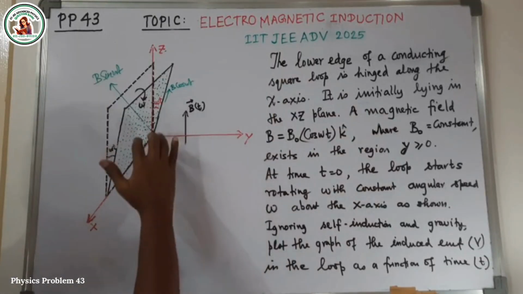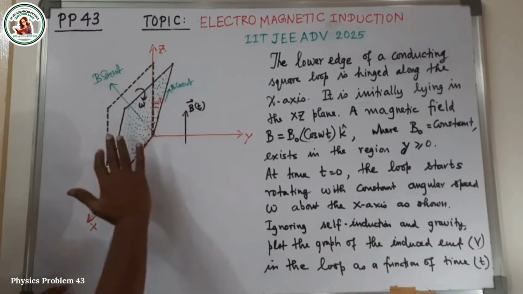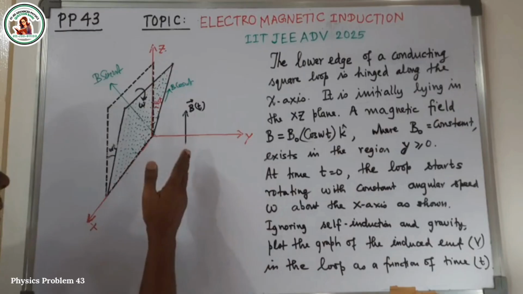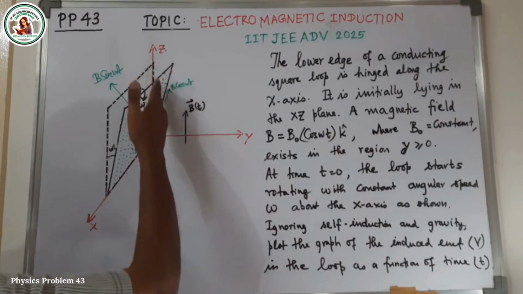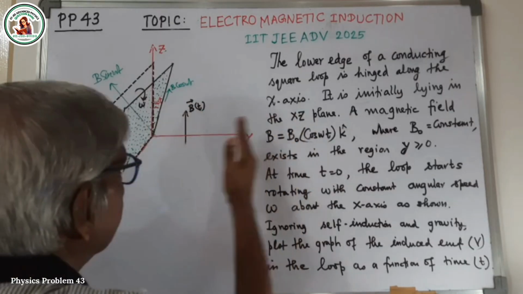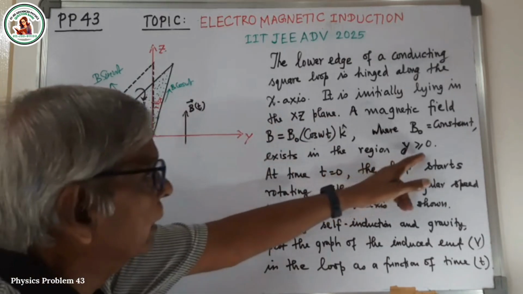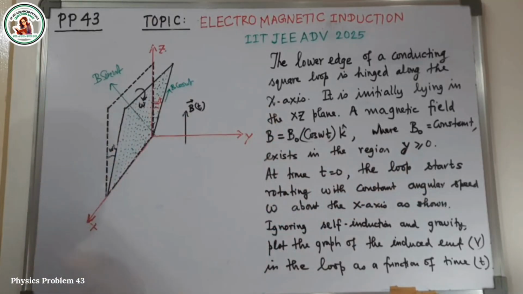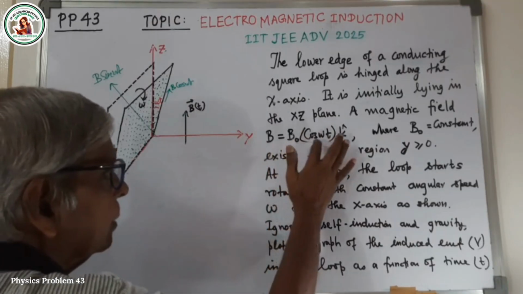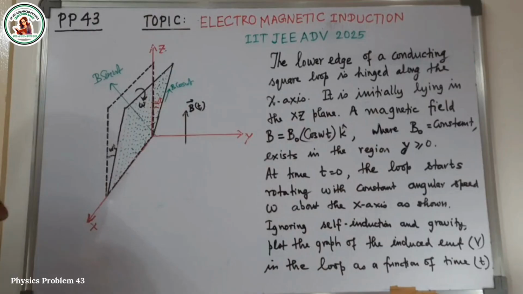There is a square conducting loop which is initially in the XZ plane. There's a magnetic field directed parallel to the Z axis everywhere in the region Y greater than or equal to zero, on the positive Y side. It is a time varying magnetic field, B equal to B naught cos omega t, K cap, meaning along the Z direction.